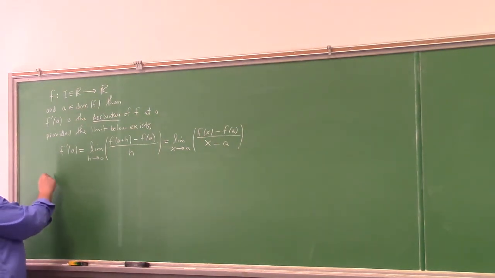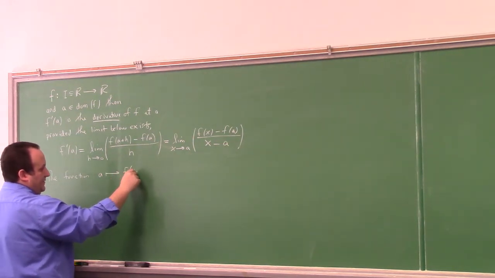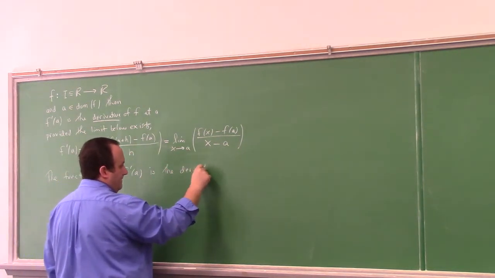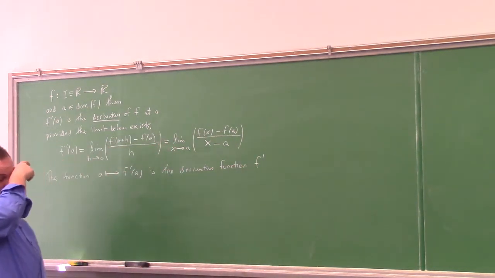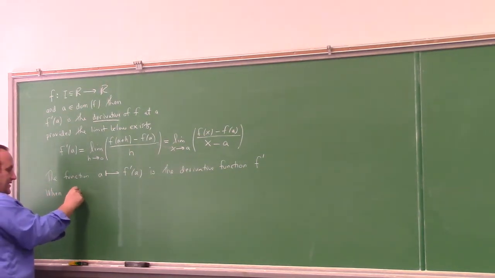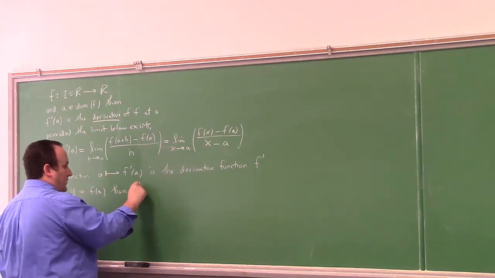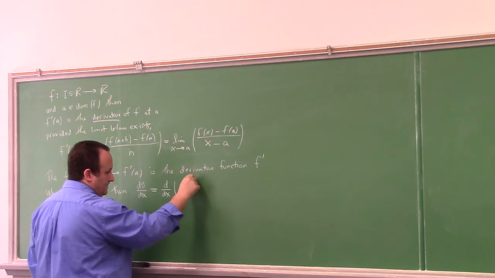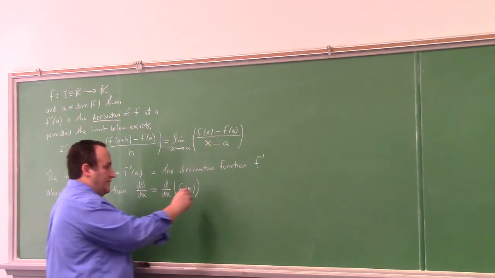Okay, so all of this said, the function a maps to f prime of a is the derivative function, which we just call f prime, all right? Now, when y is equal to f of x, then we have dy dx equals d dx of f of x. And that's another notation for f prime of x.